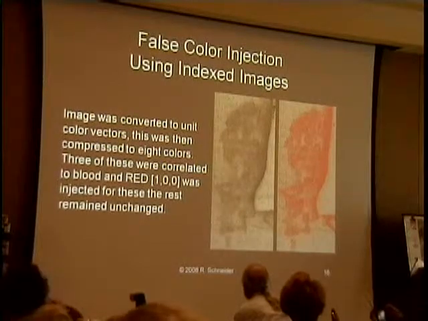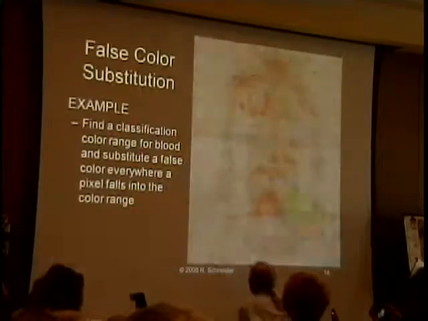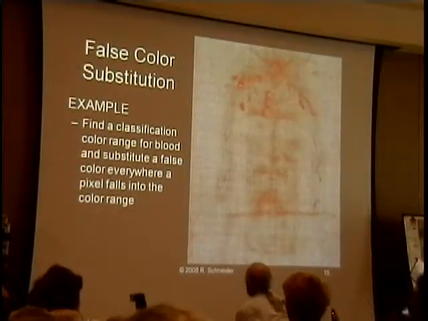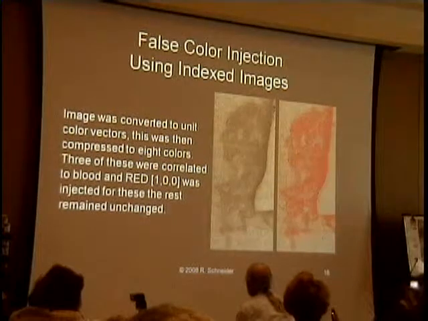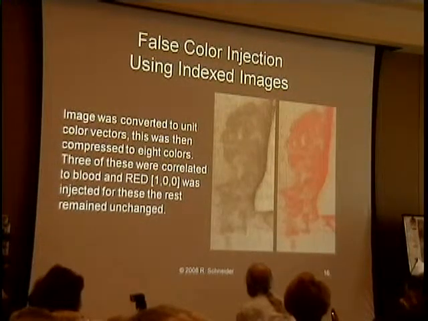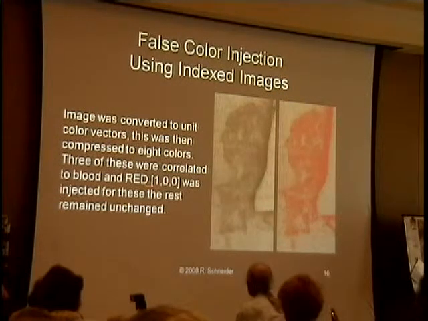So color injection is a nice little way of highlighting something and taking a look and seeing what it produced. Here's another example, using a different approach. Here I used indexed images, and an indexed image is where you take the original image and break it down into a number of colors.